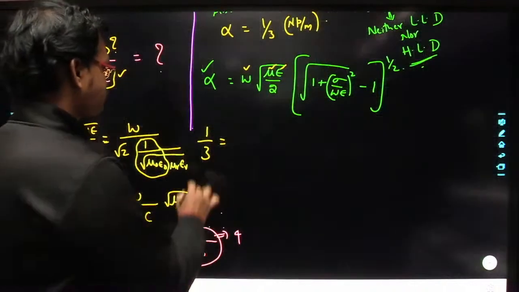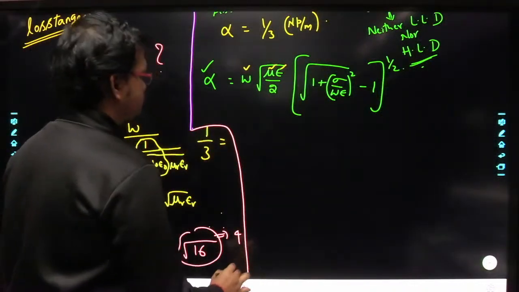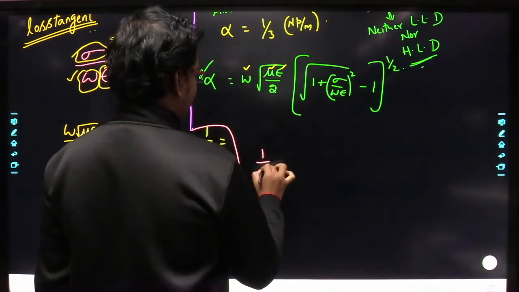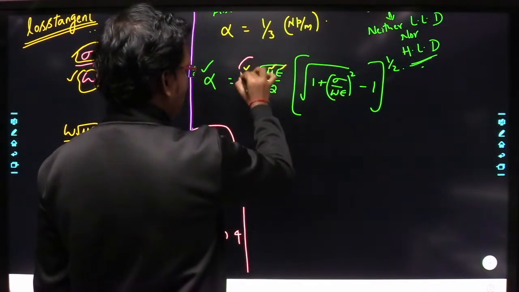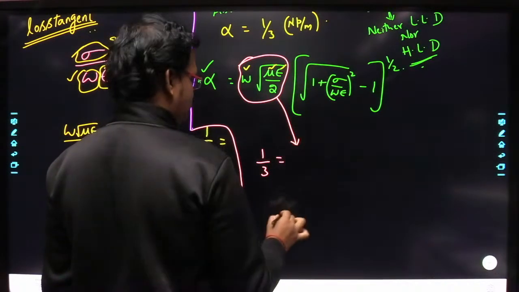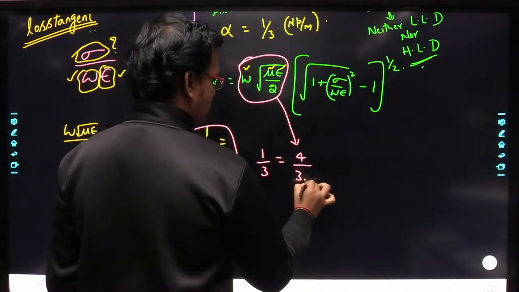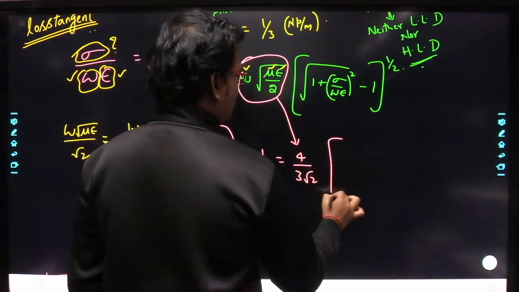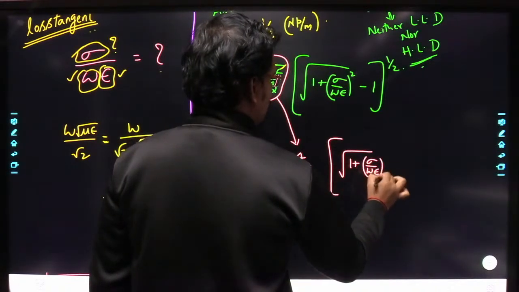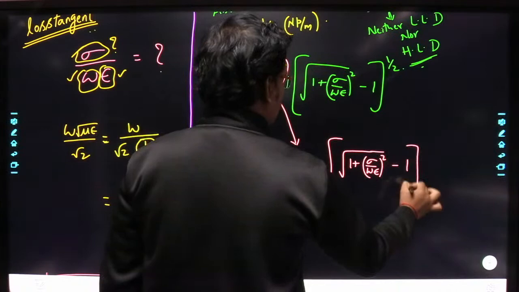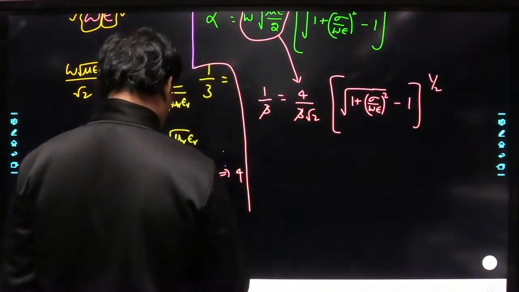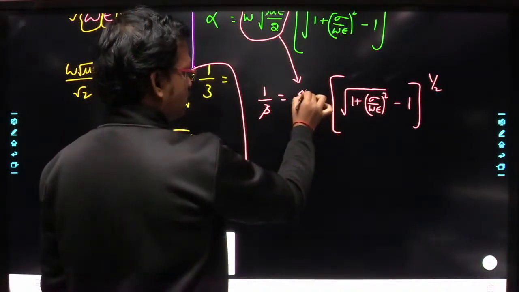So here alpha value is 1 by 3, which is equal to omega square root of mu epsilon by 2, which is how much here? 4 by 3 root 2, into square root of 1 plus (sigma by omega epsilon) whole square minus 1, whole to the power of 1 by 2. So now here 3 will get cancelled. So 4 by root 2 here. 4 by root 2, what you are going to get?